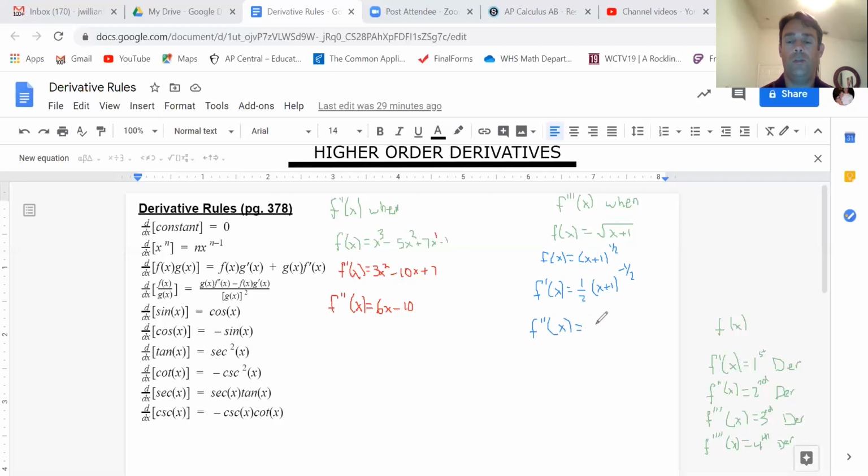So I end up with negative 1/4 x plus 1 to the negative 3/2. Oh, friends, we're cruising now. Get ready. Here comes the third derivative. There we are.